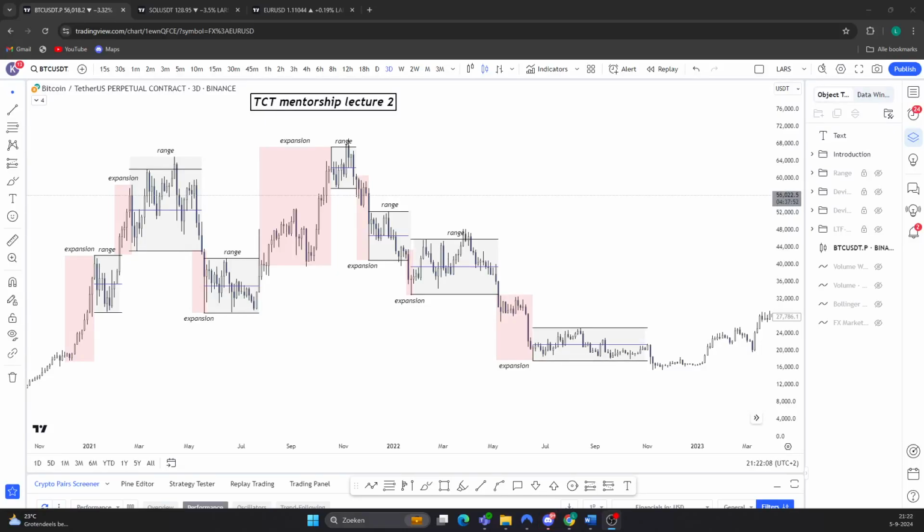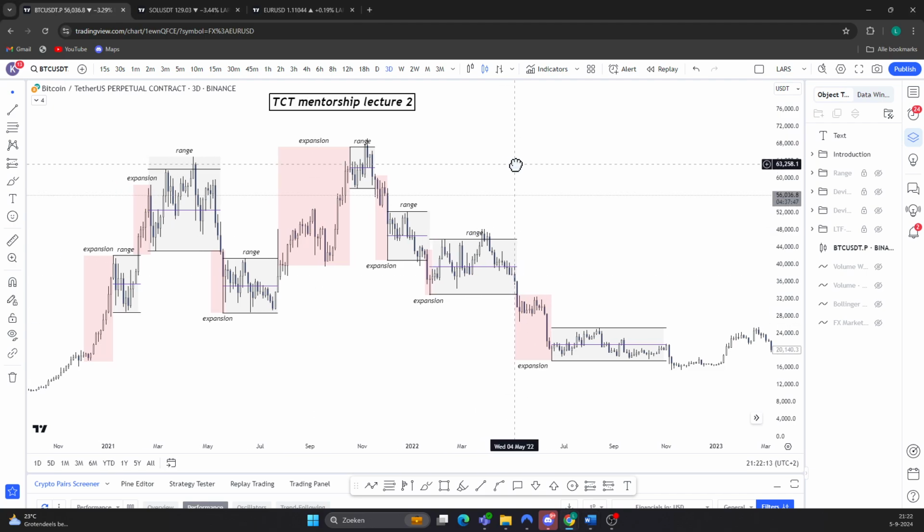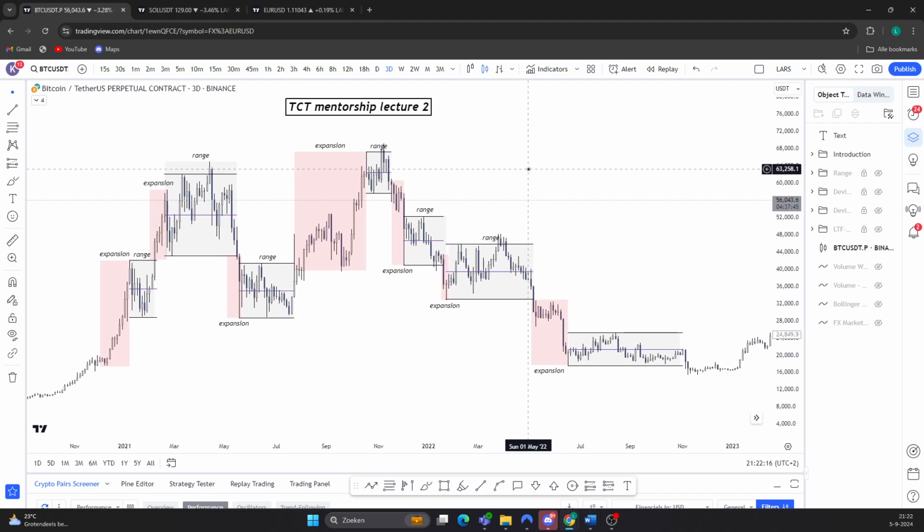What is up, guys, and welcome to Lecture 2 of the TCT mentorship, where I'm going to be teaching you everything that you need to know to understand ranges. And it's absolutely crucial that you guys understand ranges because the TCT schematics are built around range deviations and ranges, okay? So understanding how to draw your ranges properly and how to look at deviations is absolutely crucial and will make the TCT trading and the TCT concepts later on in the mentorship way easier to trade.